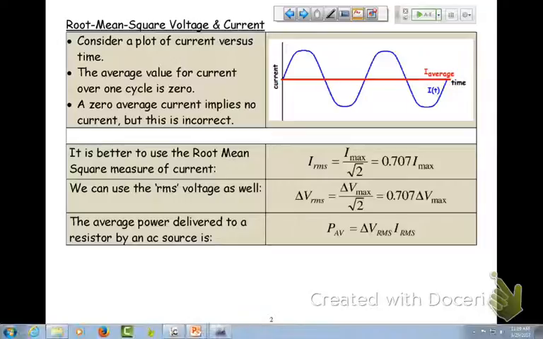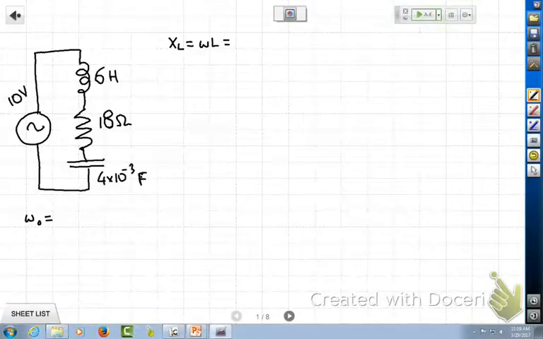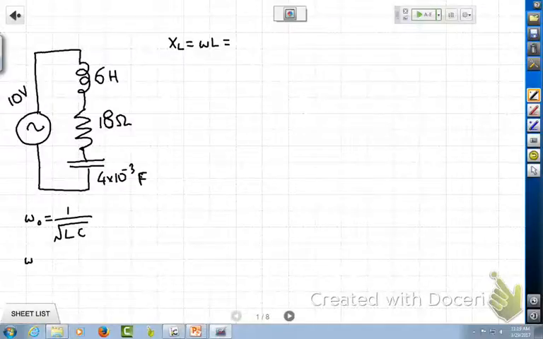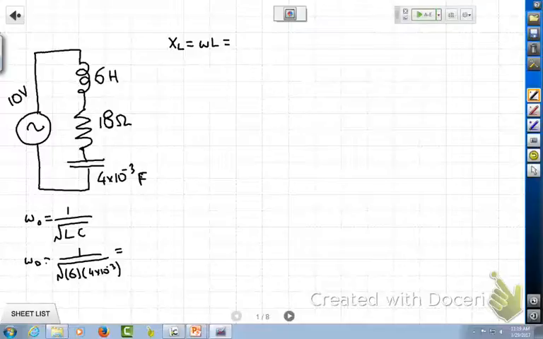Let me go here. Okay, yeah. So 1 over the square root of LC. So omega naught equals 1 over the square root of L, which is 6, times C, which is 4 times 10 to the minus 3, which equals 1 over the square root of 24 times 10 to the minus 3.